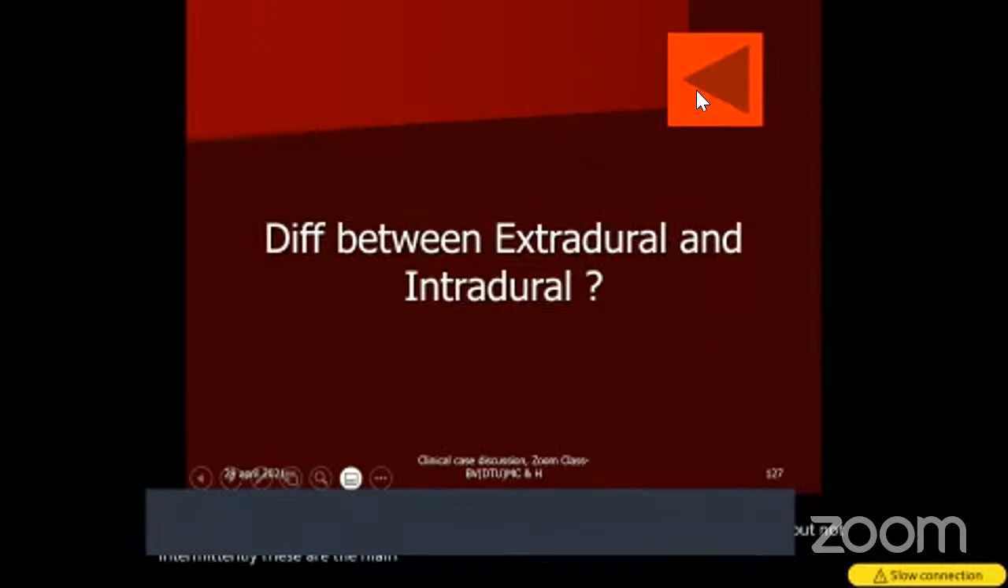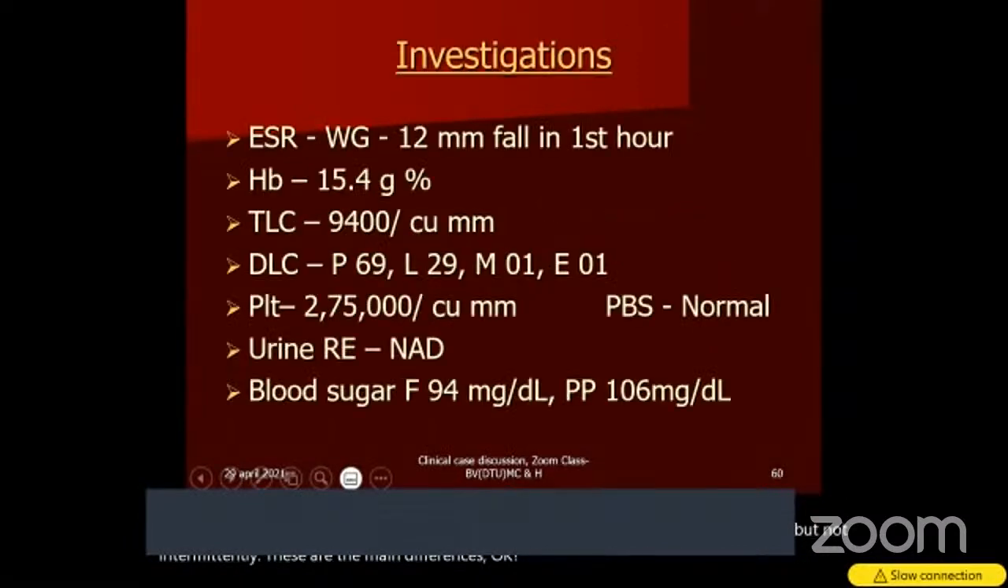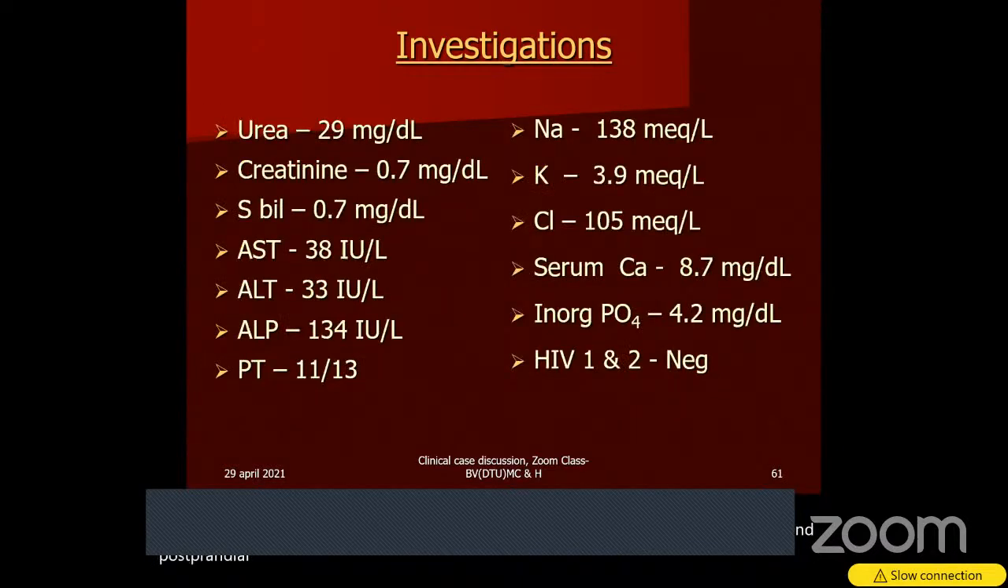Right. The investigations in this case have shown ESR to be 12 mm, hemoglobin 15.4, and the TLC and DLC counts showed no abnormality as well. Platelet counts are also normal. The blood sugar is normal. Urine routine and microscopy, sugar fasting and postprandial also normal. The urea, creatinine, bilirubin, ALT, AST, ALP, prothrombin time, sodium, potassium, chloride, calcium, phosphorus, HIV 1 and 2, all are non-contributory. The urine for Bence Jones proteins is negative.